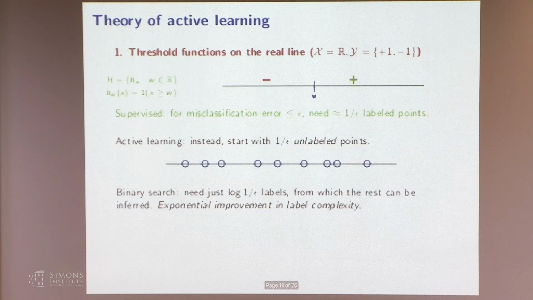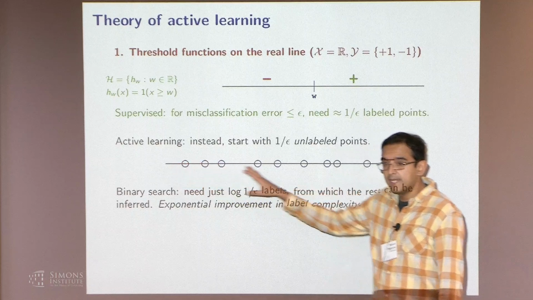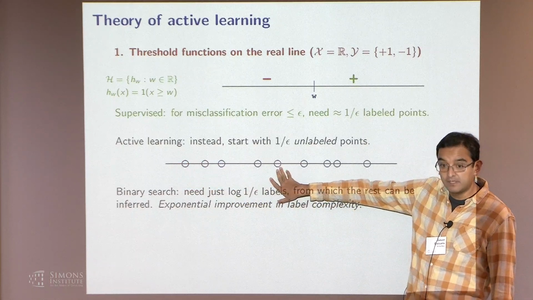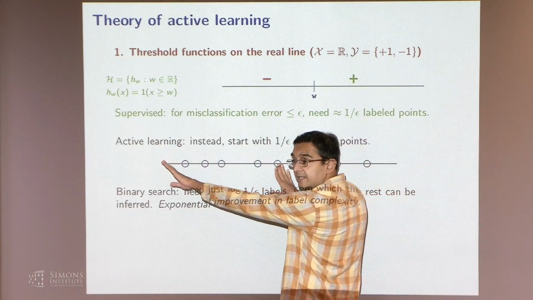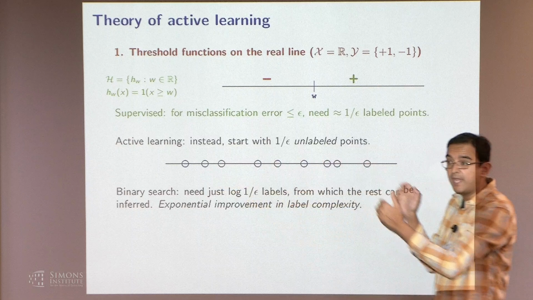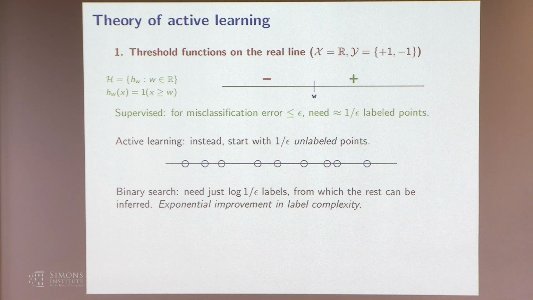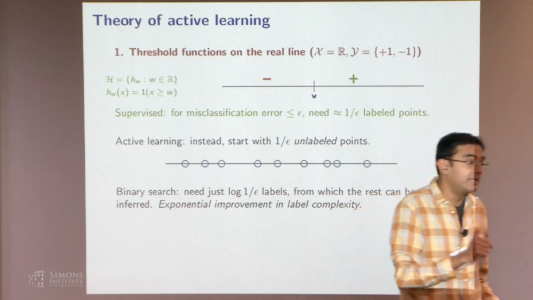Now, for active learning, what we would do is we start with those million unlabeled points, and we just ask for the label in the middle. And if it turns out that that's a plus, then we know the boundary has to lie on that side. And so then we ask for the 25 percentile point and so on. In this way, the number of labels we need is just log 1 over epsilon. So we're literally down from a million to log of a million.